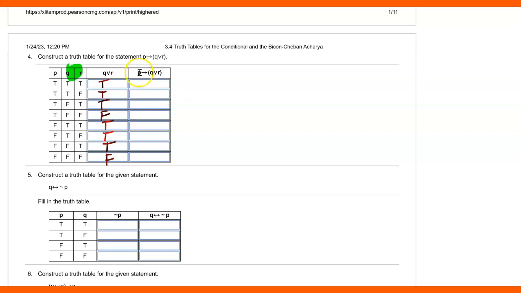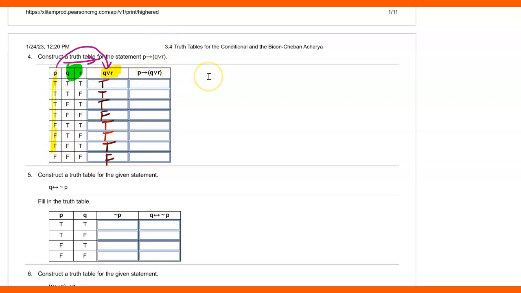Now you're doing the last column, P right arrow Q or R. Since we have Q or R here, and P is here, I'm doing the first column and this Q or R column, from here, right arrow this way. Notice that P is before the right arrow, Q or R after the right arrow.